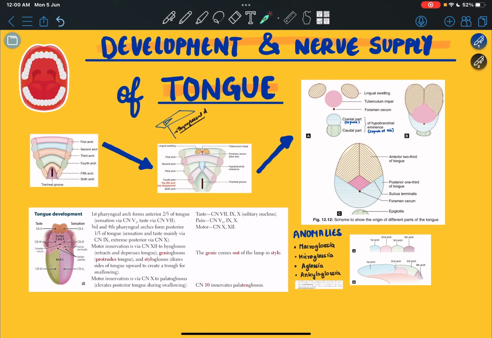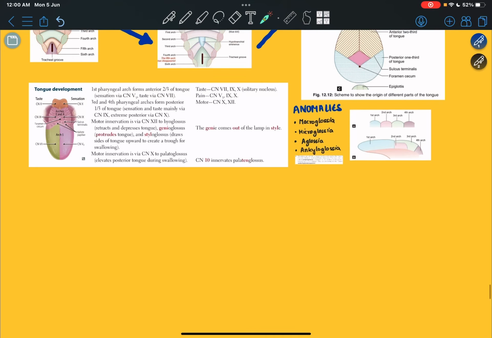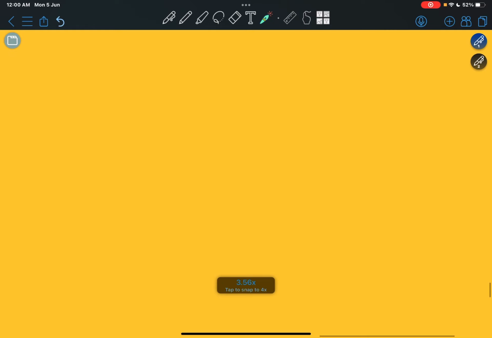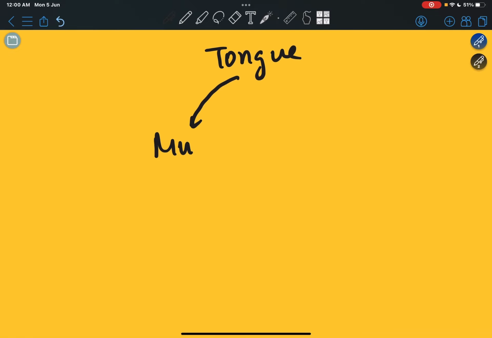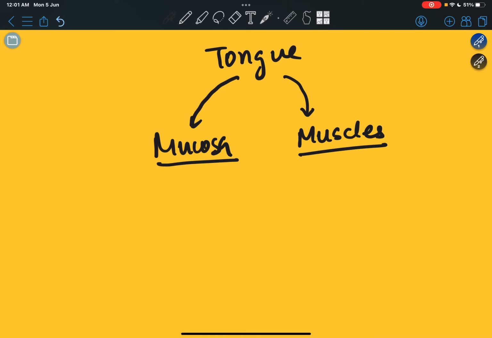So now we'll go into the nerve supply. Before we go into that, I'd like to quickly give you an overview for better understanding. You have your tongue, right? The tongue will have its mucosa, or the epithelial lining, and it will have its muscles. This mucosa includes the epithelium, the taste buds, the papillae, all of that, and the muscles are all the intrinsic muscles, right? So both of them have their own supply.